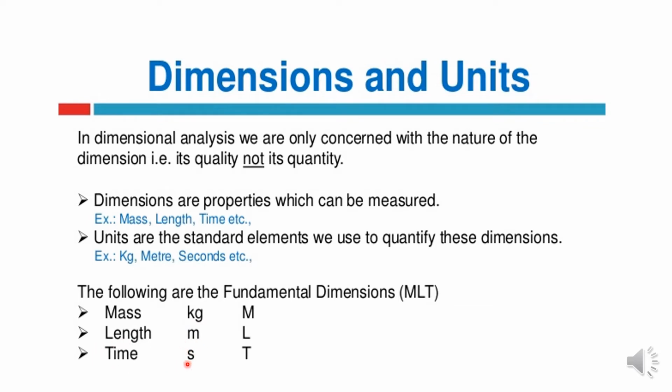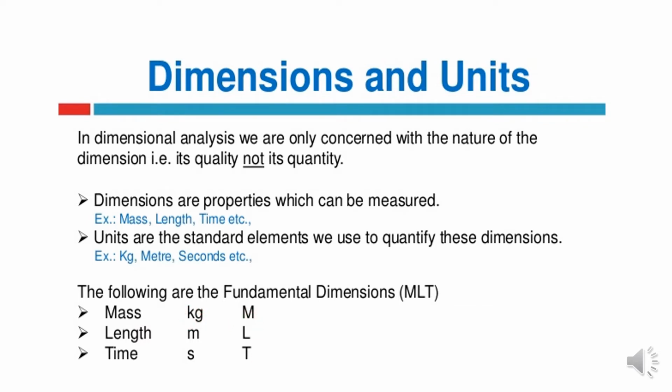In the dimension form, M is the symbol for measuring mass, which is in kg. L is the fundamental dimension for measuring meter, and T is the fundamental dimension for measuring seconds. This is called the MLT form.